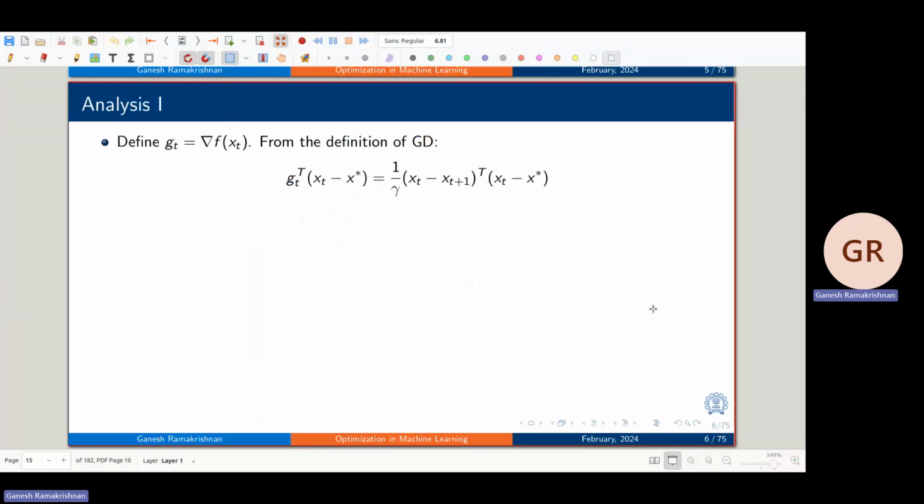Okay, so let's analyze for this case. Lipschitz continuity with parameter L, that's what we'll consider. I'll remove the smoothness under this condition, and I'll add convexity later on. How fast can we converge?